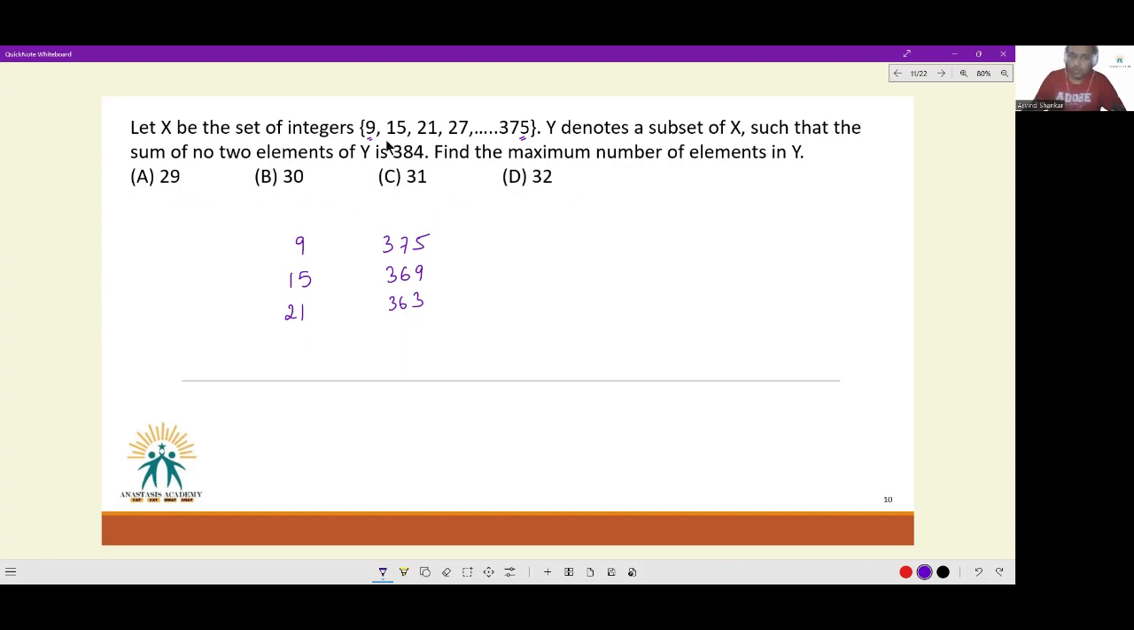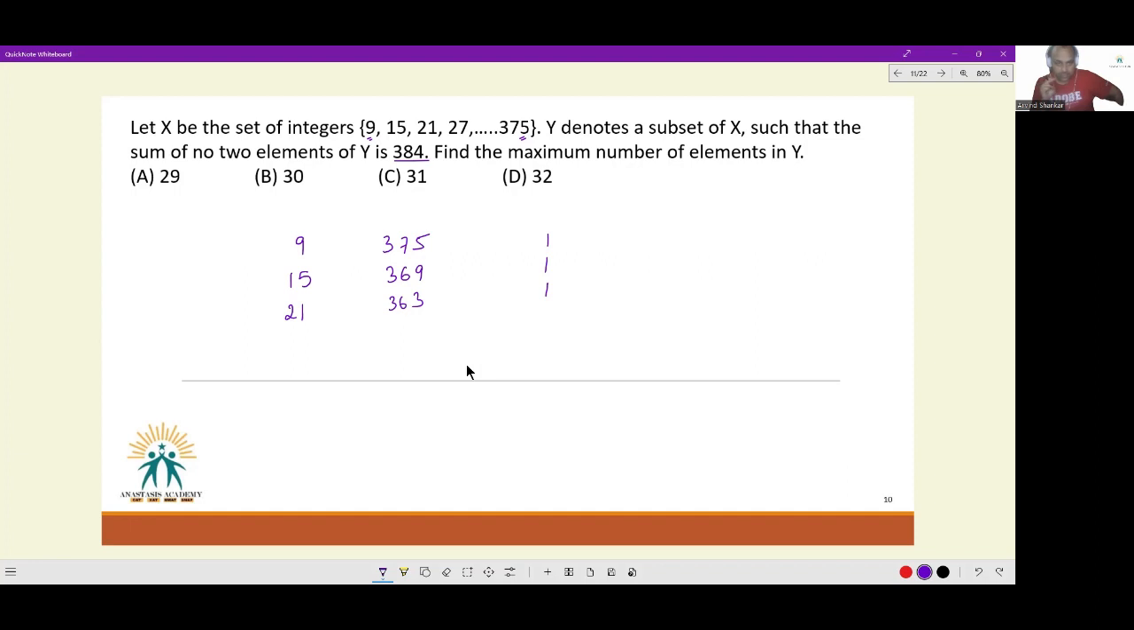I cannot pick two of them because we are told the sum of no two elements of Y is 384. So between the two of them, one comes through. Similarly, for the next pair, out of these two numbers, I can only pick one, so on and so forth. And this will keep on going.